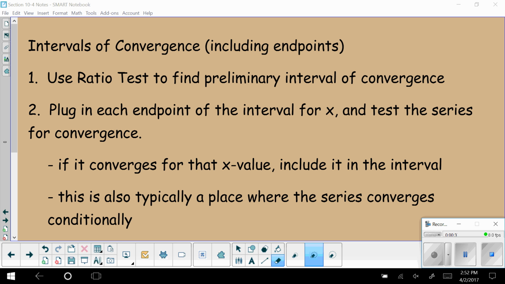So to do this, we start with the ratio test, and that gives us what I call the preliminary interval of convergence, in that I'm saying I know between the endpoints this is going to converge. But then we have to check the endpoints. We plug in each endpoint for x, which gives us two different series that we check to see whether each converges. If it does, we include it in the interval. If it doesn't, it's not part of our interval. These are places where we typically see conditional convergence, even with alternating series.